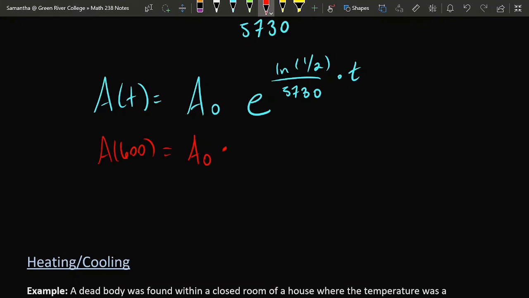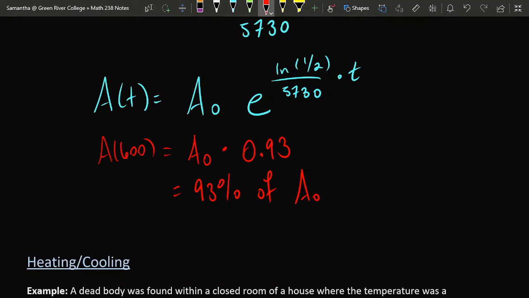Now I went ahead and calculated that value off screen. What happens to this e factor when t is 600? It looks to be approximately 0.93, which is the same thing as 93%. 93% corresponds to multiplication, 93% of the initial amount.